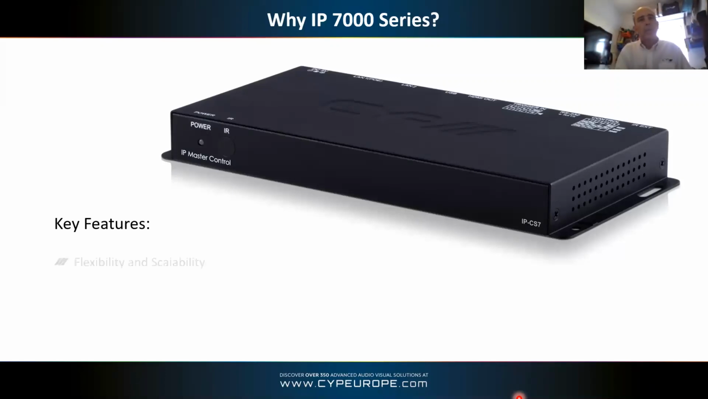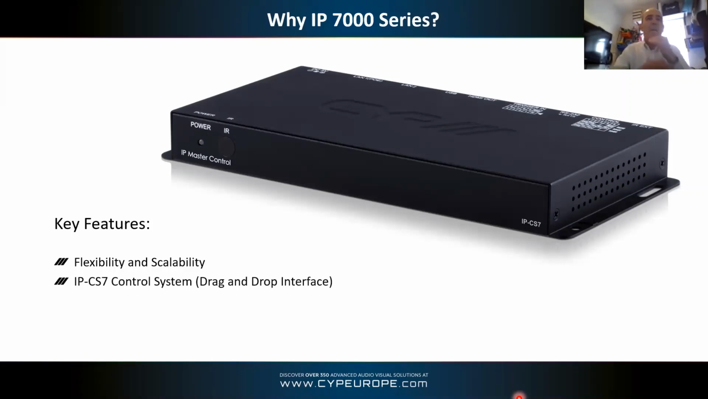Exactly right. And let's look here then. So why would you choose an AV over IP system compared to another type of distribution system? So, flexibility and scalability, which we'll look at as we go through. You've got the IP-CS7, that's the unit you see on screen there. That's our bespoke hardware controller for this system, which has a really nice drag and drop interface. It's really nice to use.